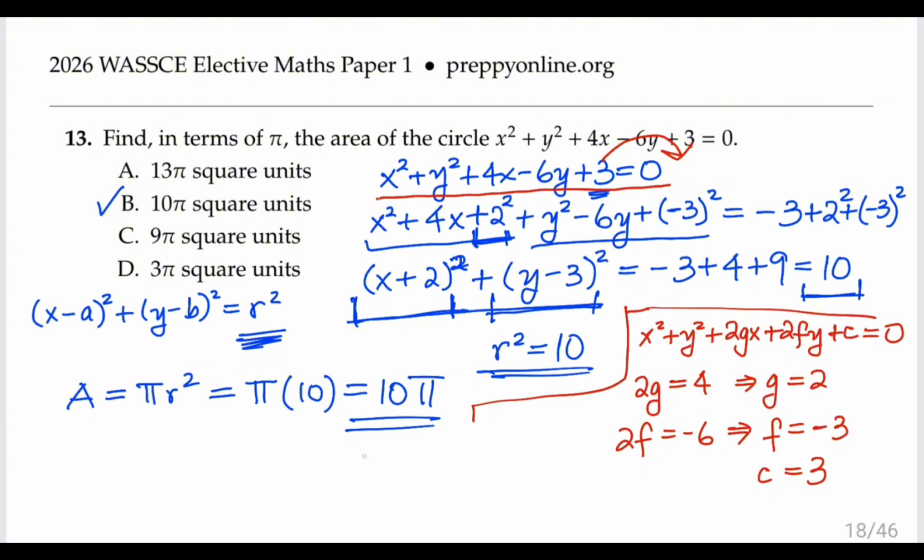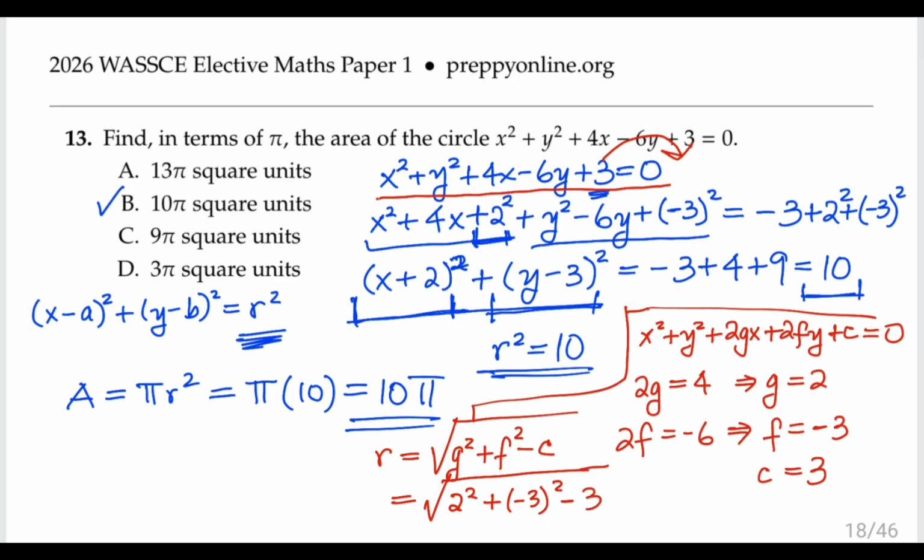So we come and apply our formula. We said that when you have these terms, g, f, and c, then the radius is the square root of g squared plus f squared minus c. And what is g squared? g squared is 2 squared, which is 4. So let me just write this: 2 squared, and our f squared is minus 3 squared, and then our c is 3.